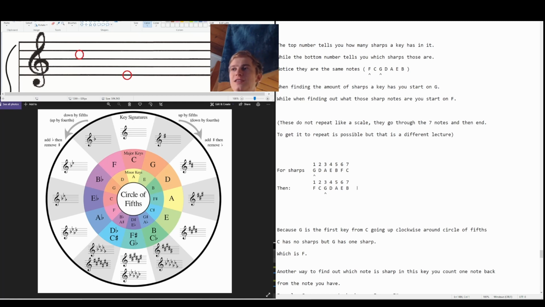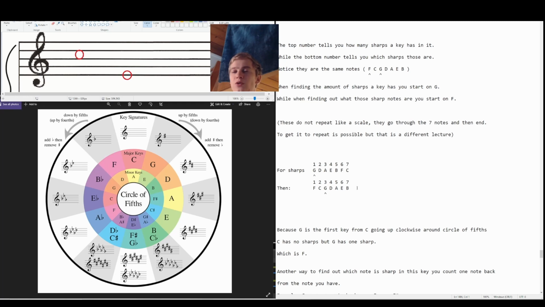So if we think C to E, we're going to be descending, so we either need to count from C back to E, so we have C, B, A, G, F, and E, or we can count up from E to C. So we go E, F, G, A, B, C. Either way, we have a sixth.